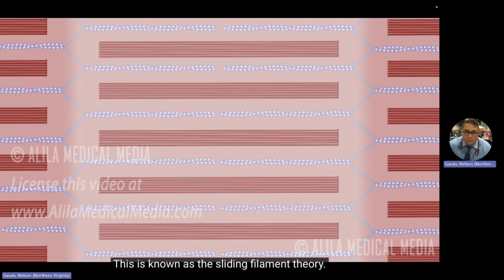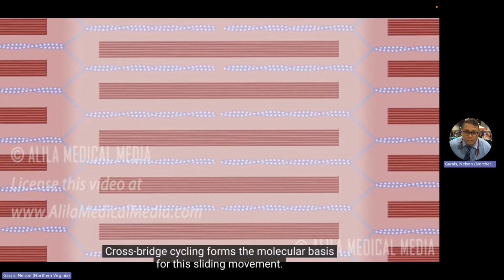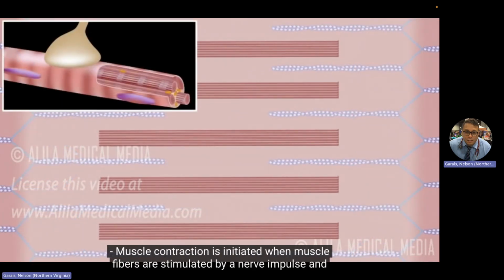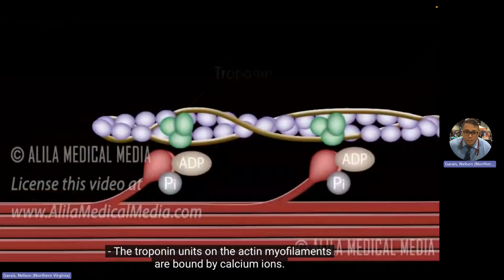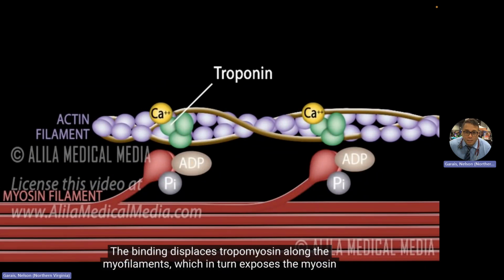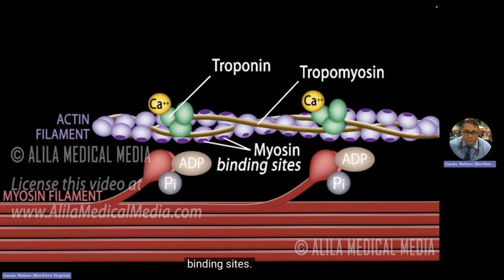This is known as the sliding filament theory. Cross-bridge cycling forms the molecular basis for this sliding movement. Muscle contraction is initiated when muscle fibers are stimulated by a nerve impulse and calcium ions are released. The troponin units on the actin myofilaments are bound by calcium ions. The binding displaces tropomyosin along the myofilaments, which in turn exposes the myosin binding sites.